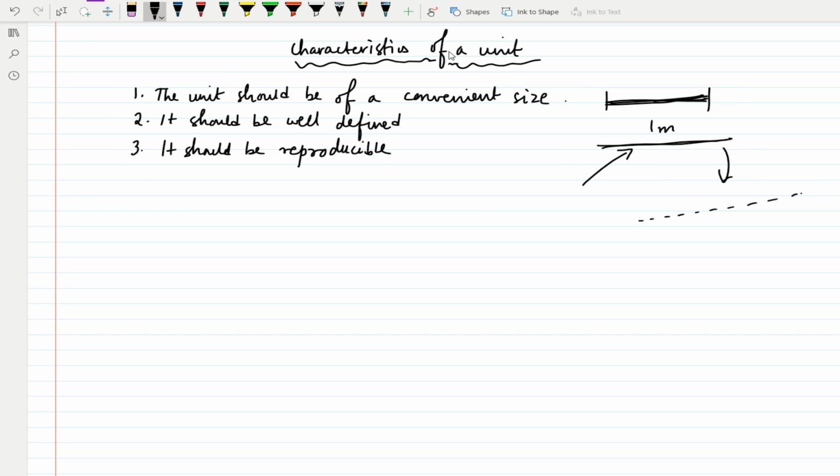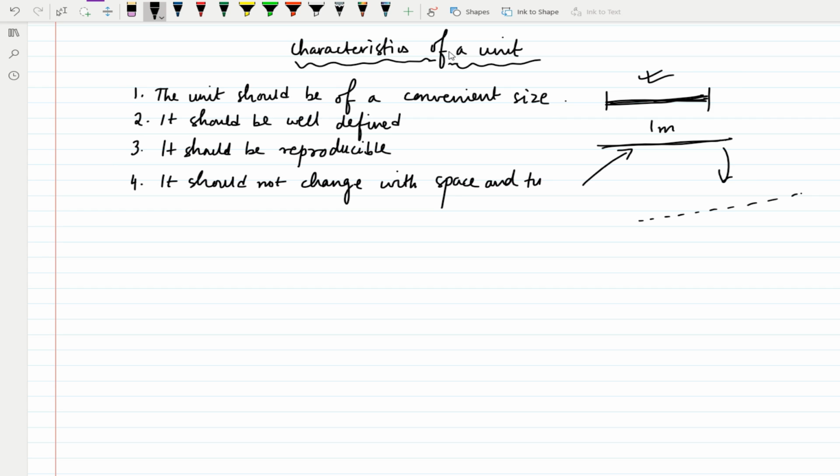If this particular object would have been of inconvenient size or would have had ambiguity in its definition, then it would not have been reproducible also. So they are all related. The fourth point is it should not change with space and time.